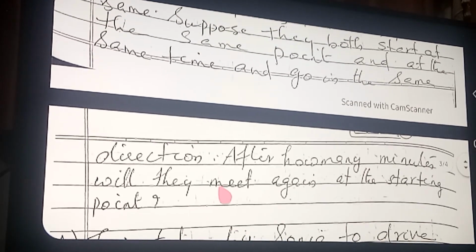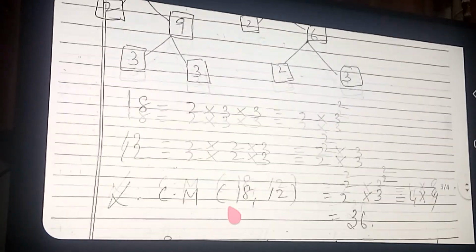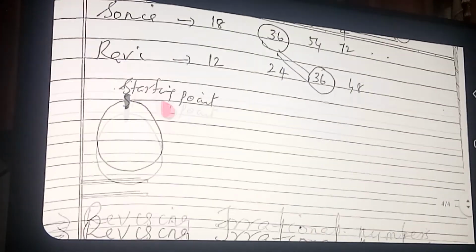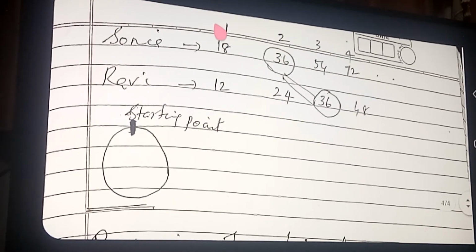To understand this, I drew a diagram last. You see the diagram? See here. Sonia, how many minutes for the first round? 18 minutes, starting from here and ending here. 1 round completed in 18 minutes. Again the second round, starting from here and ending here: how much time taken? 36. Again the third round, ending at the starting point after 54 minutes. And again, after 72 minutes, etc.